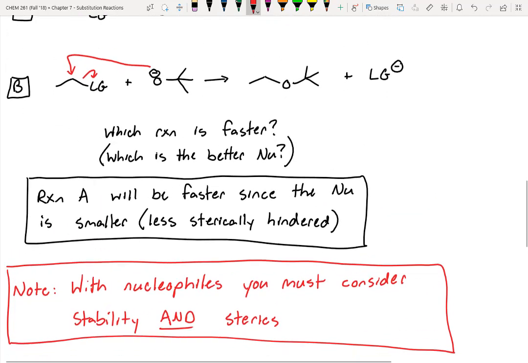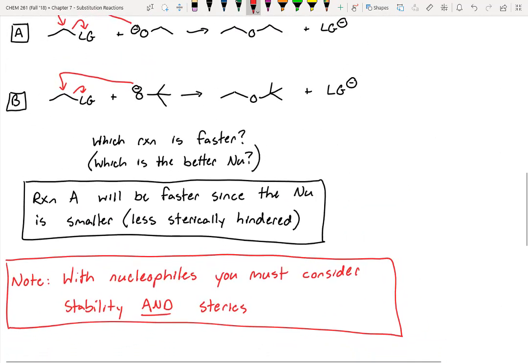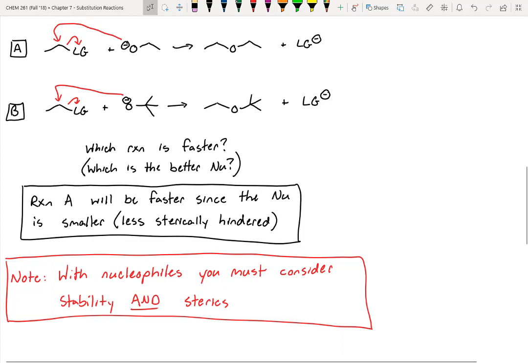So in this example, the tert-butoxide anion is kind of a crummy nucleophile. It's just not going to go very fast, and in some cases won't do substitution at all. So if you compared that to the second one, the deprotonated ethanol, which still has 4 carbons, but they're in a line instead of kind of grouped up.